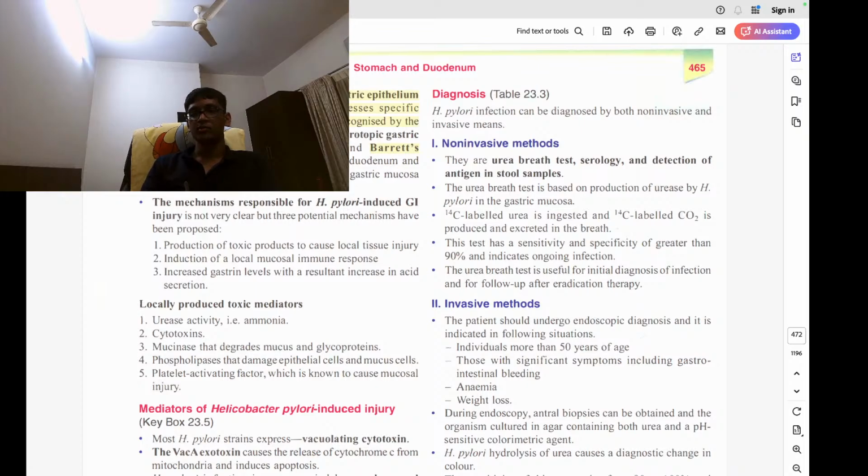The mechanism responsible for H. pylori induced gastrointestinal injury is not very clear, but three potential mechanisms have been proposed: production of toxic products leading to local tissue injury, induction of local mucosal immune response, and increased gastrin levels with a resultant increase in acid secretion.